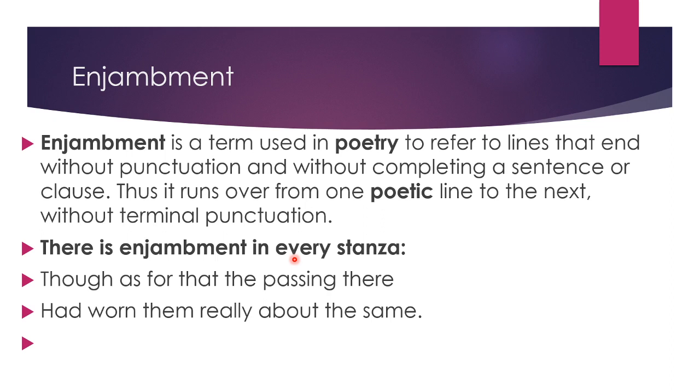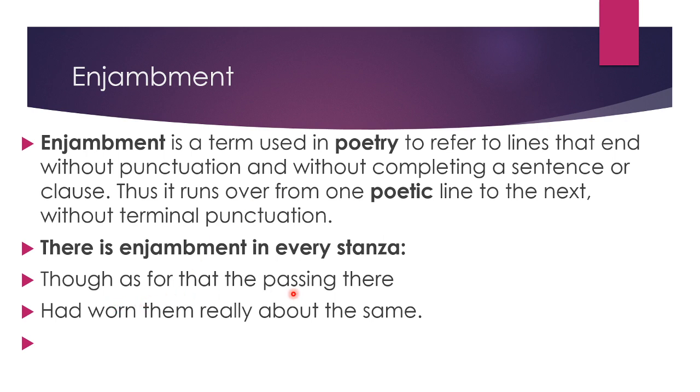Now we come to the next literary device, enjambment. Now again, this is very easy. It refers to lines that end without punctuation and without completing a sentence or clause. Thus, the sentence runs from one poetic line to the next without terminal punctuation. Now, this definition might seem difficult, but from the example, it will be very clear.